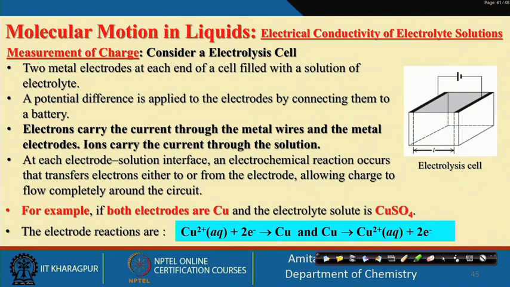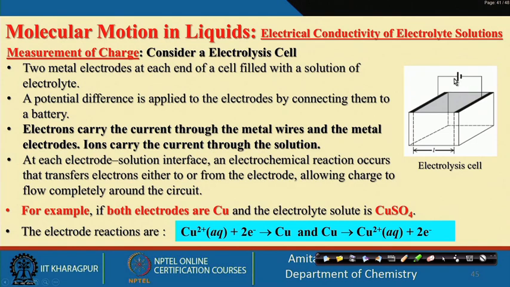What we are going to look into today is the electrical conductivity of electrolyte solution. For that we want to calculate the charge or the mass deposited. Let us consider an electrolysis cell. You can see this is the electrolysis cell. You have two metal electrodes on each side, and the cell is filled with a solution which is known as the electrolyte. A potential difference is applied across the electrodes by connecting through a battery. This is the battery which we have connected.